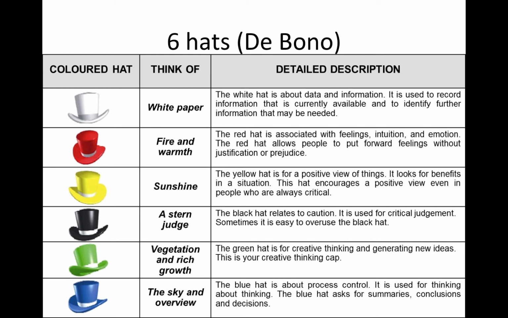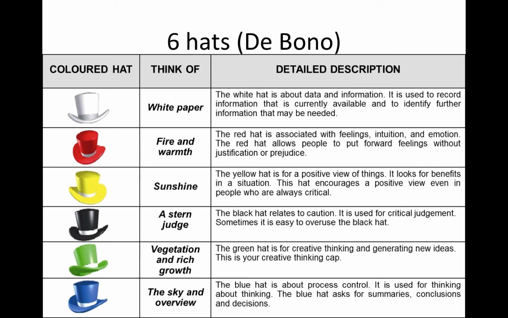Then we have a red hat. It's associated with feelings, with having intuition and emotion. And if you wear the red hat, then you're the person who wants to put forward feelings without any justification or prejudice. If you get the yellow hat, you want to have a positive view on things. You always try to look for the benefits in situations. So even in people who usually are critical, that yellow hat puts forward a positive view on the world.